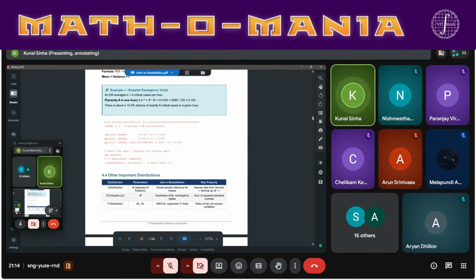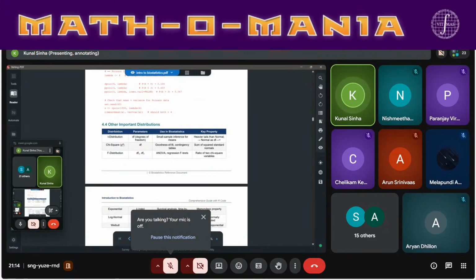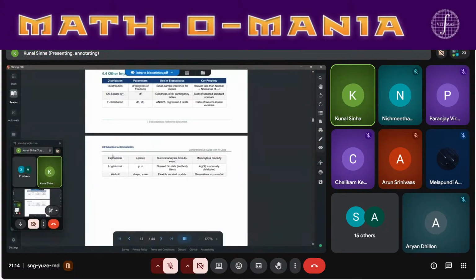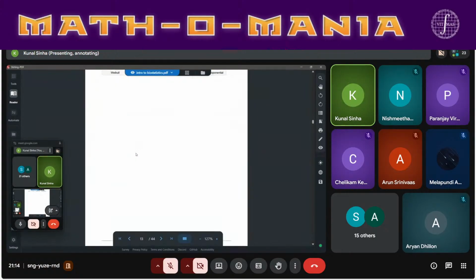And other important distributions are the T distribution, which is used for testing. Chi-square distribution is used for goodness of fit. F distribution is again used for regression testing and ANOVA. Exponential and log normal distributions are not that important for us here, as they have a very specific use case, which is more so observed in physics and pure mathematics rather than here.